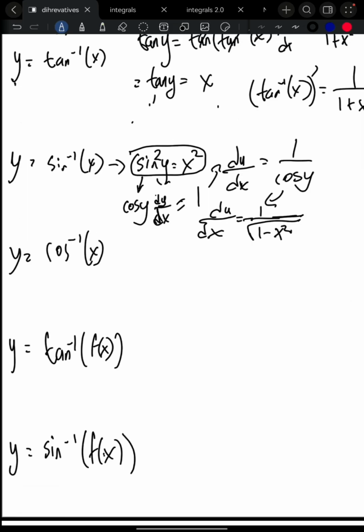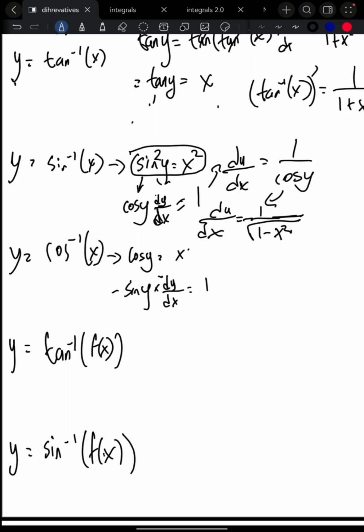This is fine. Cosine inverse of x. Do the same thing here. I'm gonna speed up on this. So we'll take the cosine of both sides. So it's gonna be cosine inverse of x. These cancel out, so you get cosine of y is equal to x. We're gonna differentiate both sides, so it's gonna be negative sine y. Don't forget the negative, times the derivative of y, which is just dy by dx, is equal to 1.